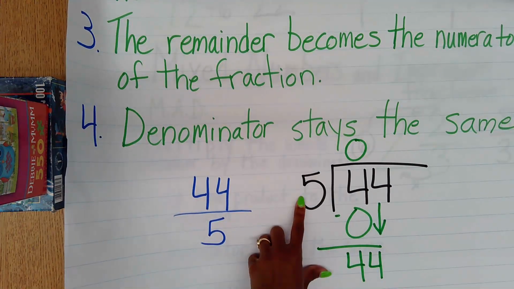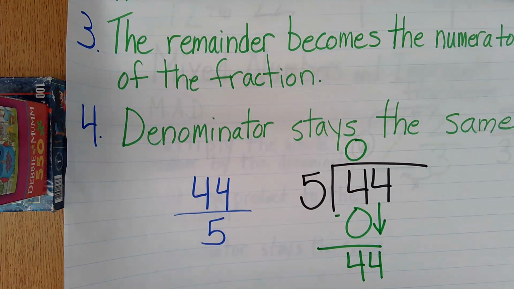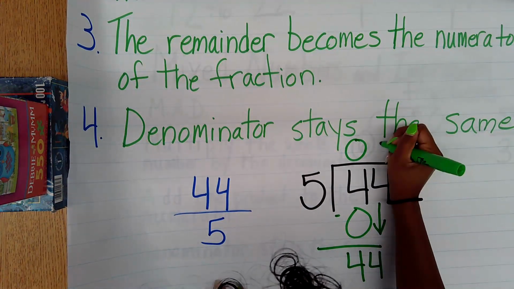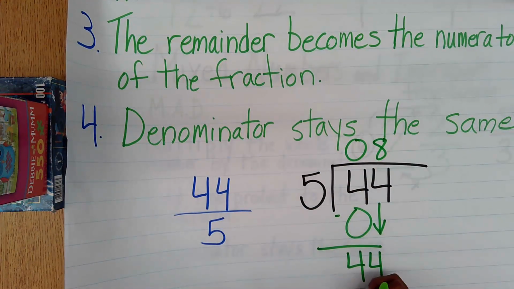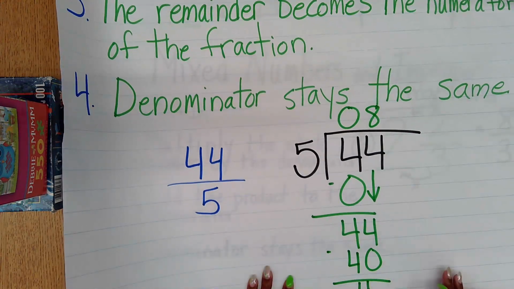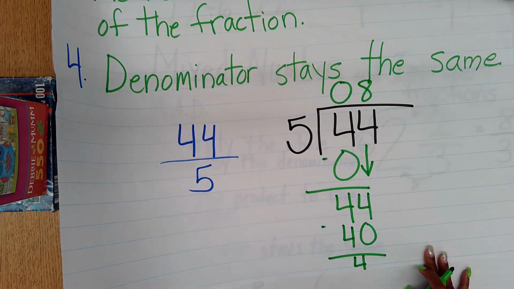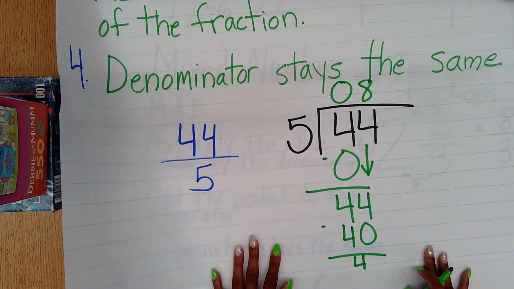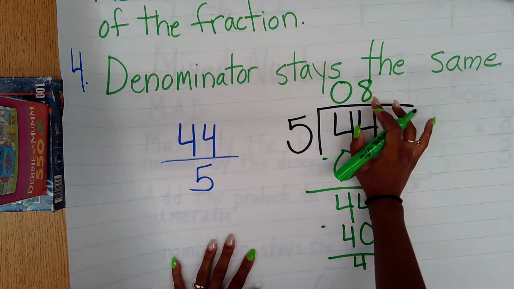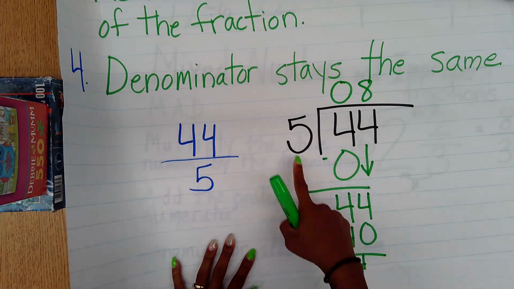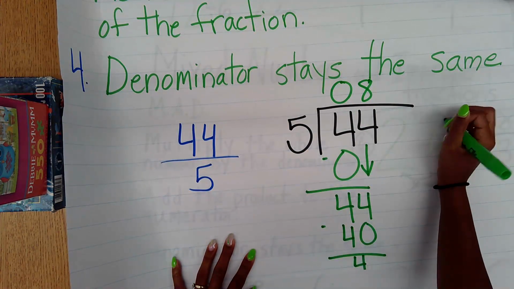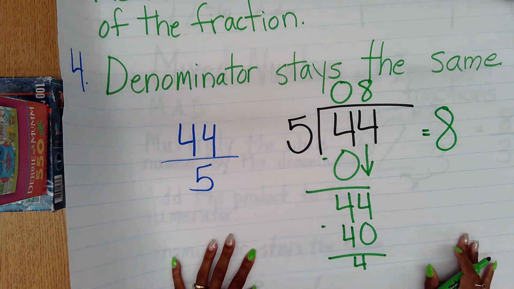So now I need to think how many groups of 5 fit into 44. That would be 8. 5 times 8 is 40. And I have a leftover of 4. So we have 5, we have 8, and we have 4. Our answer on the top is going to be our whole number in our mixed number. So my answer up here is 8. I can fit 8 full groups of 5 into 44. So I would make sure 8 is my whole number.